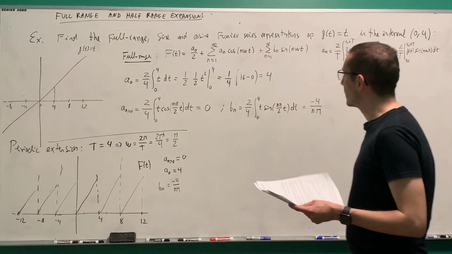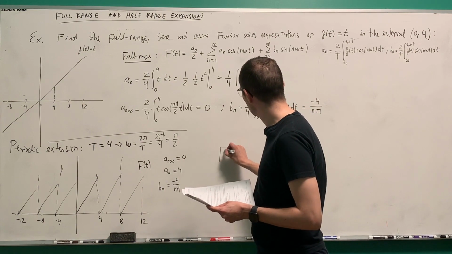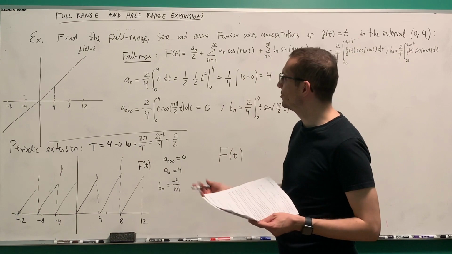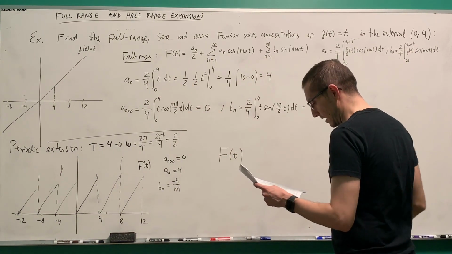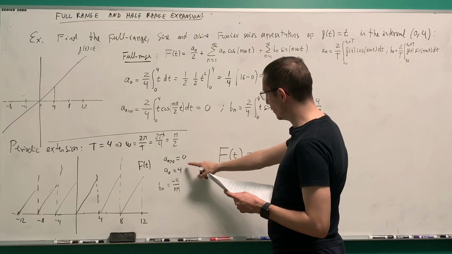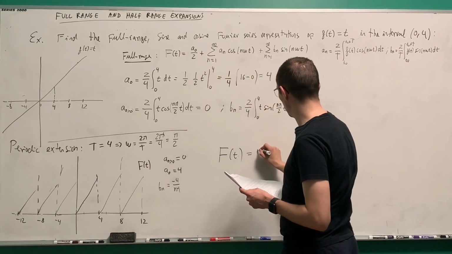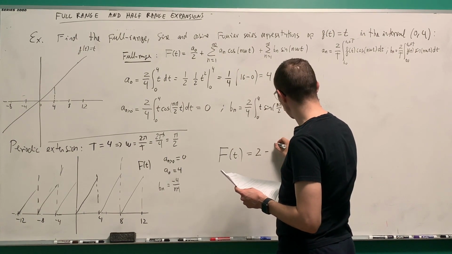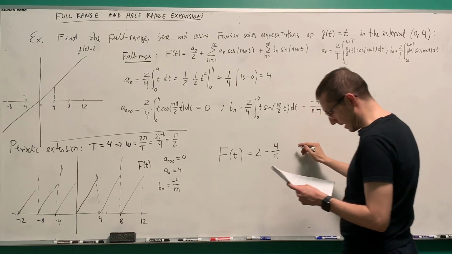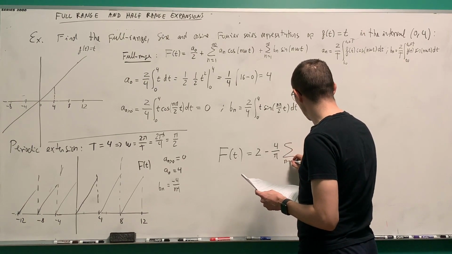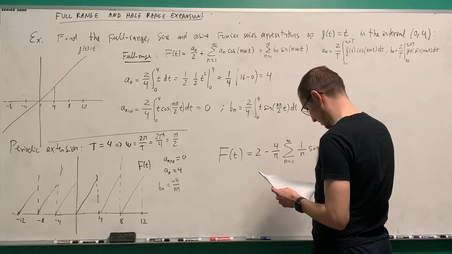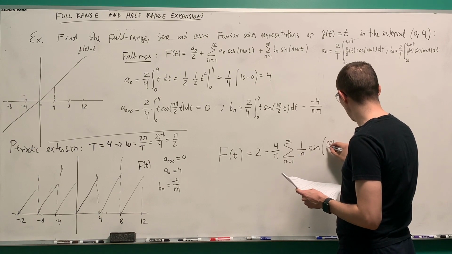All right, so that means that capital F of t, which is the periodic extension of f of t equals t, is equal to 4 divided by 2, so 2, then minus 4 over pi. I take the common factors of the b's outside, the minus 4 over pi, and then the sum from n equals 1 to infinity of 1 over n sine of n pi over 2 t.